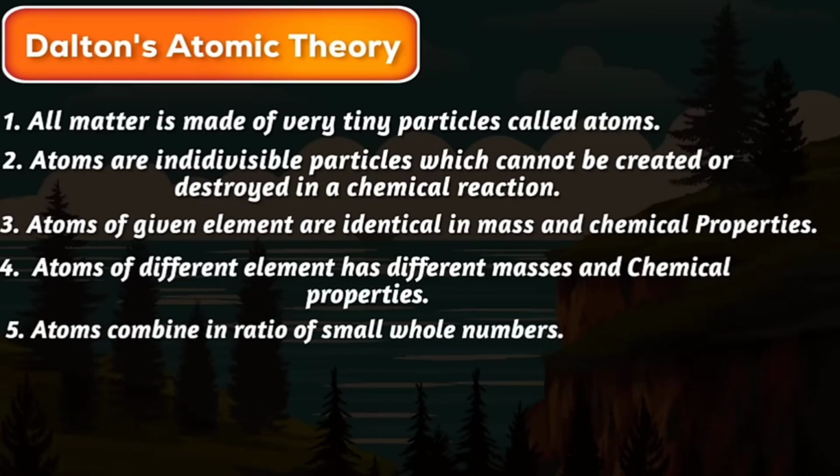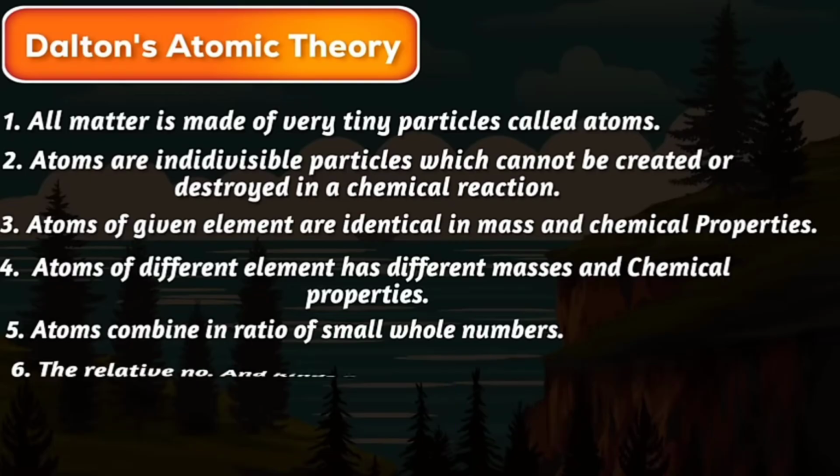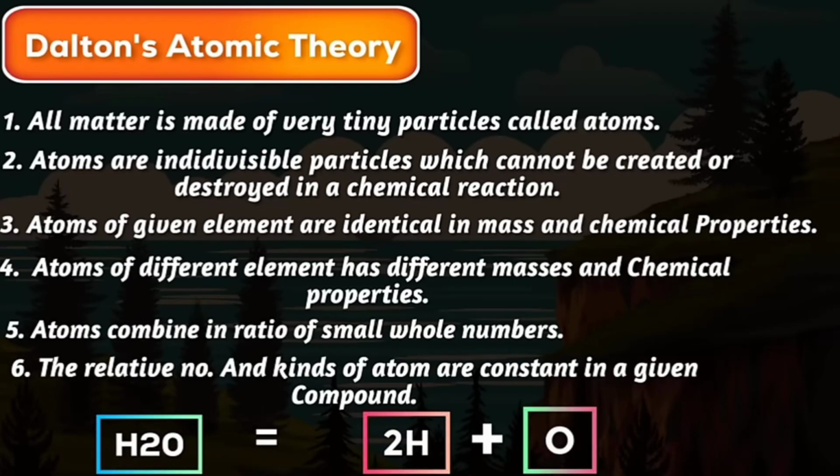Fifth, atoms combine in the ratio of small numbers to form compounds. You can connect this to the example of making water. For example, to make water, we need to follow a ratio of 1:8. Only then will we get its compound. Sixth, the relative number and types of atoms are constant in a given compound. This means that the relative number and types of atoms within a compound are always the same. For example, if we consider water, or H2O, there are always 2 hydrogen atoms and 1 oxygen atom present, making it a water compound.